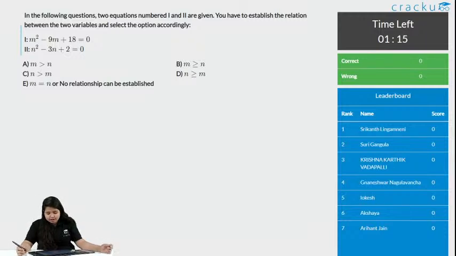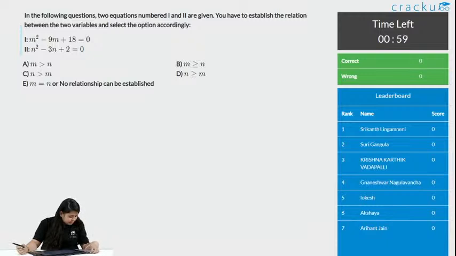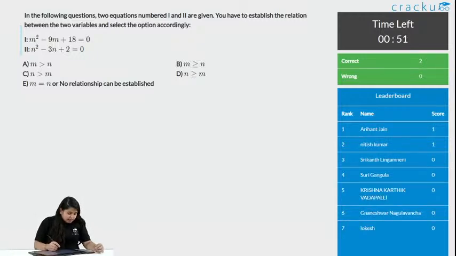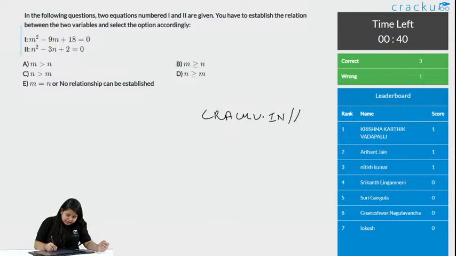Hey Akshaya, come on. You were in the top 3 position in the first test. Hey Chris, please join here. Tulasi Naidu, Aryan Jain, Krish, please come to cracku.in/live to give the test.